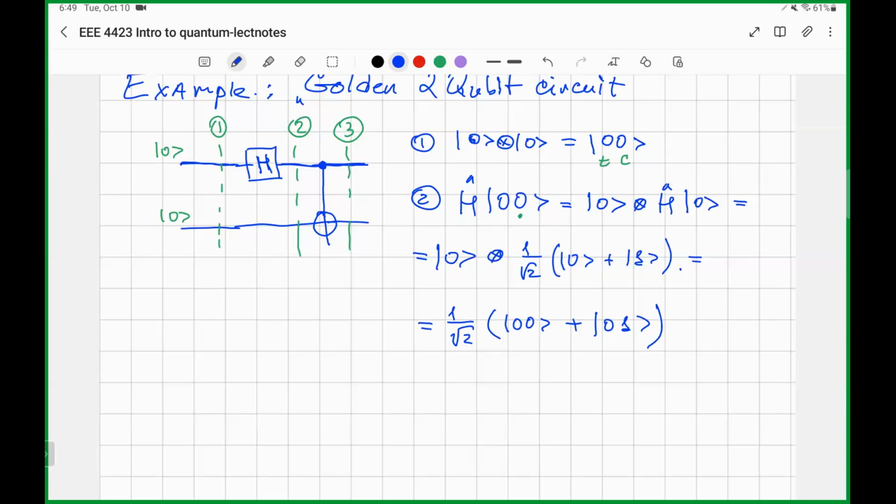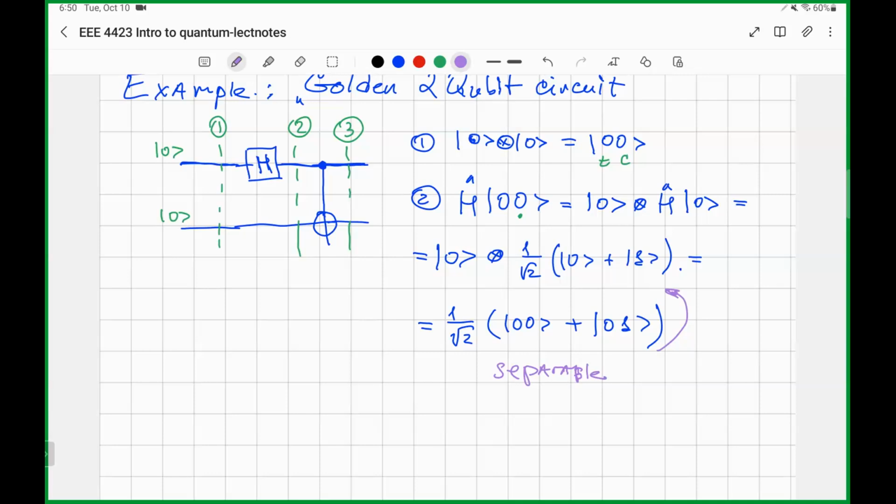Important thing to notice here is that this state is still separable. It means that I can represent the state as a tensor product of 2 vectors. So this is the separation of the state into two vectors, 0 and 0 plus 1. So this state is not entangled. It is a separable state.